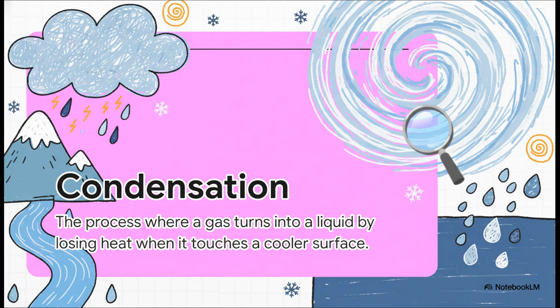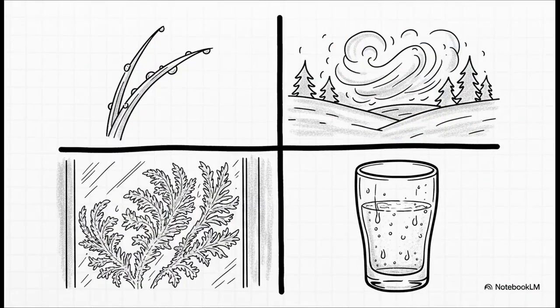When that warm water vapor in the air bumps into a cooler surface, it loses heat, slows way down, and turns back into tiny little droplets of liquid water. It's pretty amazing. And guess what? Condensation is happening all around us, all the time.